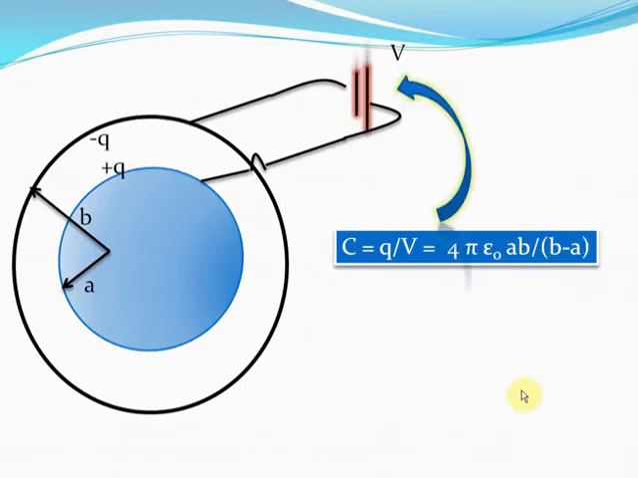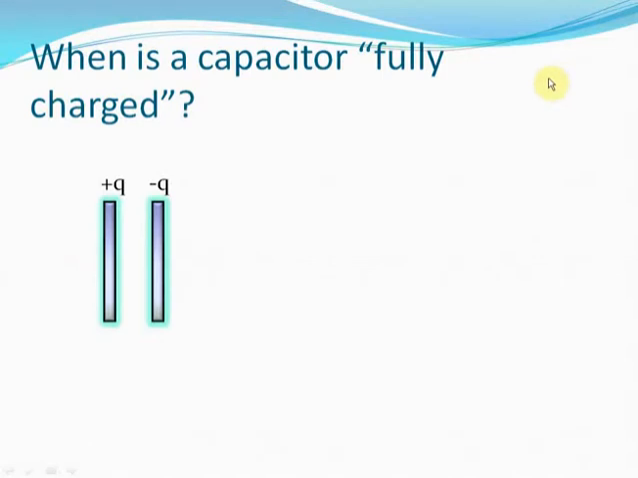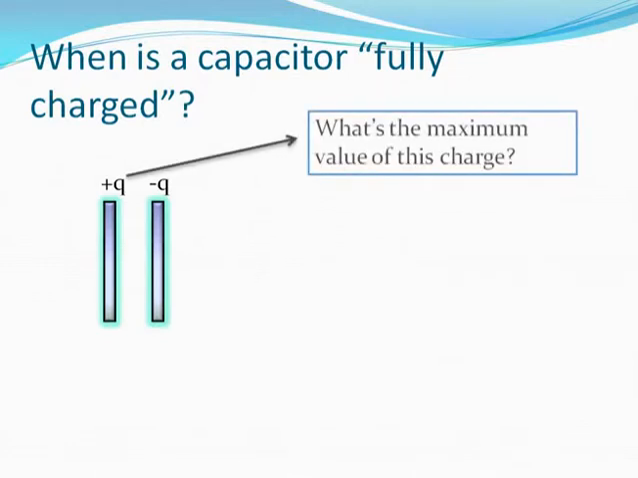There you go. Now we'll study a very interesting concept, the concept of a fully charged capacitor. In many IIT JEE problems, the question says, we've connected a battery to a capacitor and the capacitor is fully charged. So what does the term fully charged capacitor mean? Well, it means when the capacitor has the maximum charge on its plates, the maximum charge that it can have.